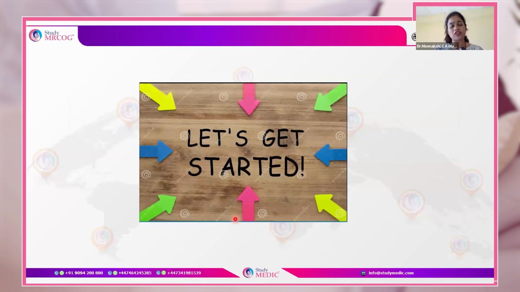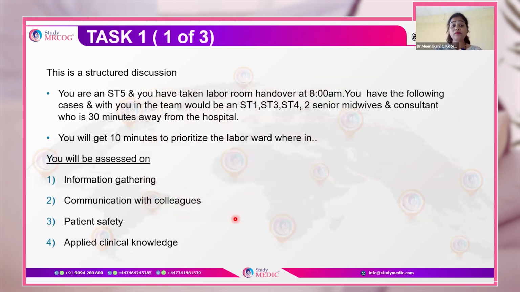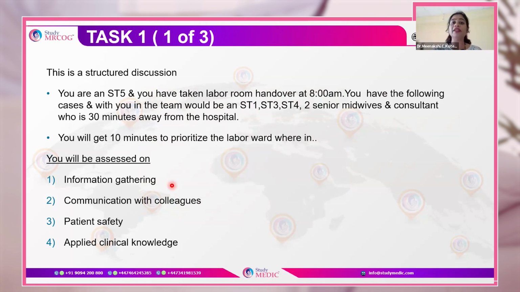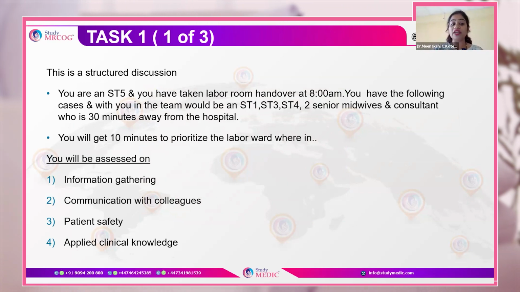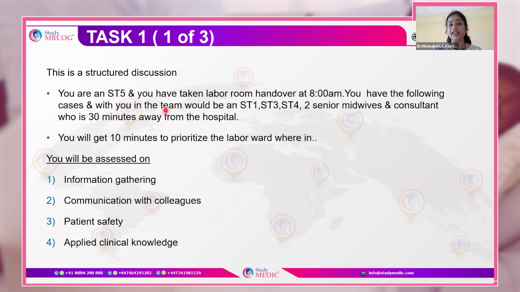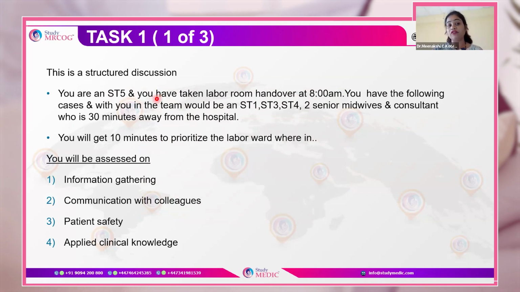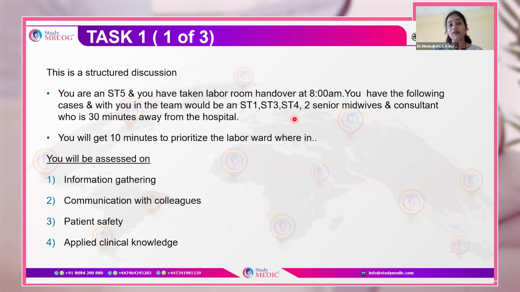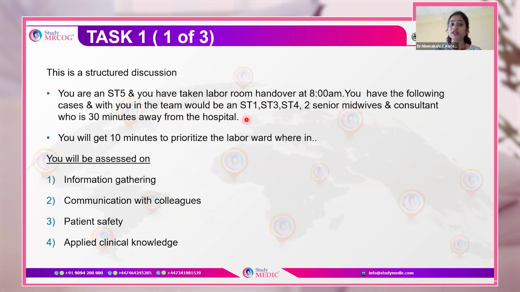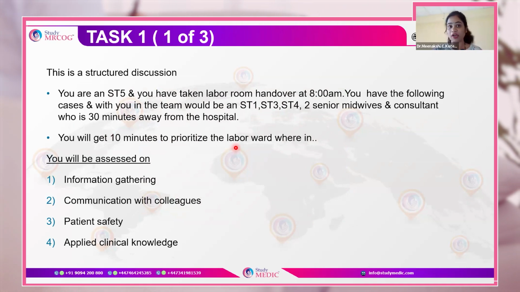Okay, so that was a bit of introduction about the management of labor. Firstly, I have included a labor ward prioritization. Of course, you get 2 minutes to read the labor board. In this station, it is given that you are an ST5 and you have taken the handover at 8 a.m. We've got a few cases on the board, and on the team we have ST1, ST3 and ST4, 2 senior midwives and a consultant who is about 30 minutes away from the hospital.